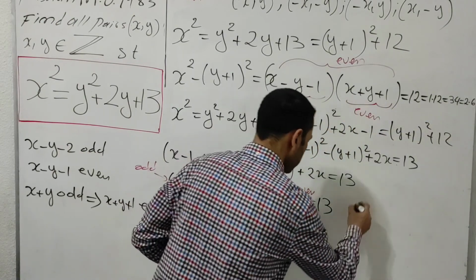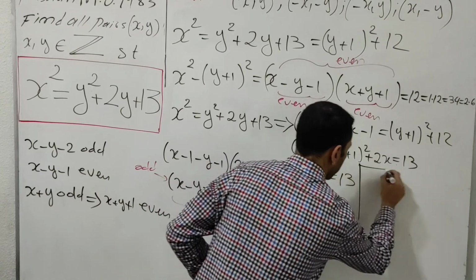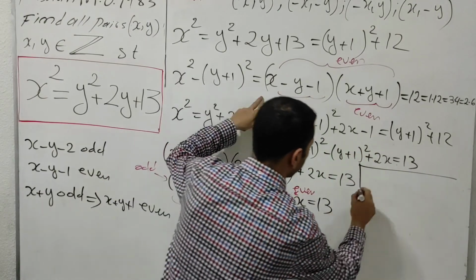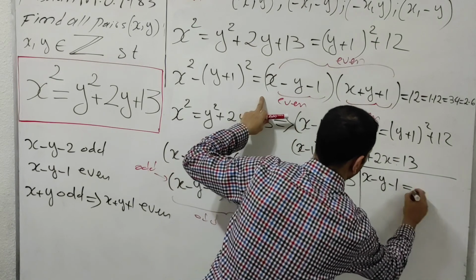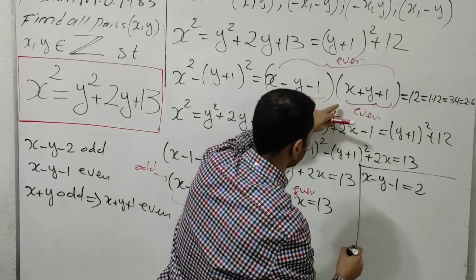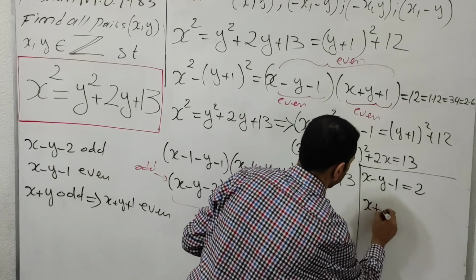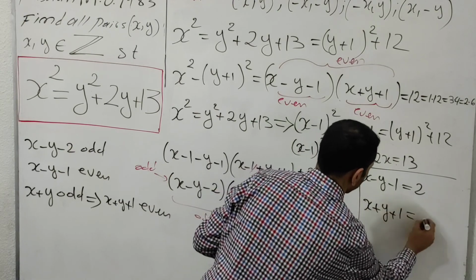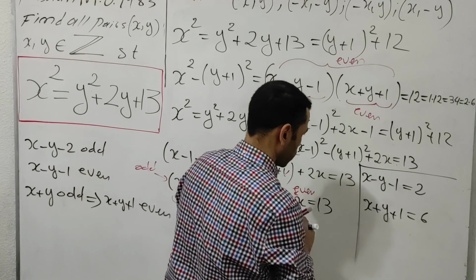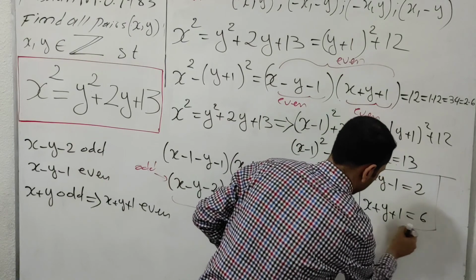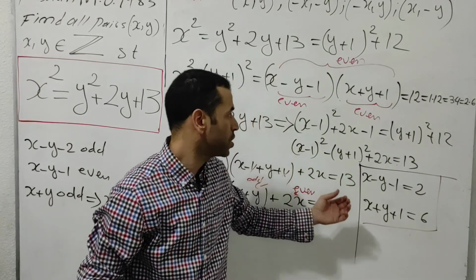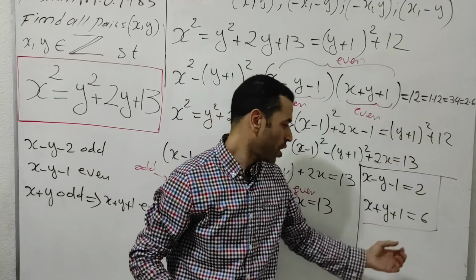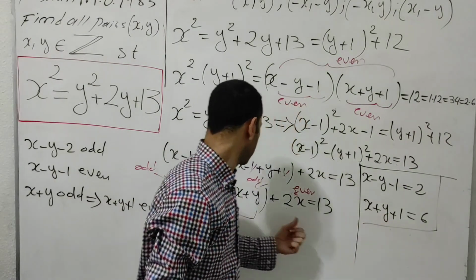Okay, so I will have an equation. I will have x minus y minus 1 equals number 2. The second term, I will get x plus y plus 1 is taking number 6. Okay, now I have only one equation system. Instead of having 3 equation systems, I get only one by using the parity.